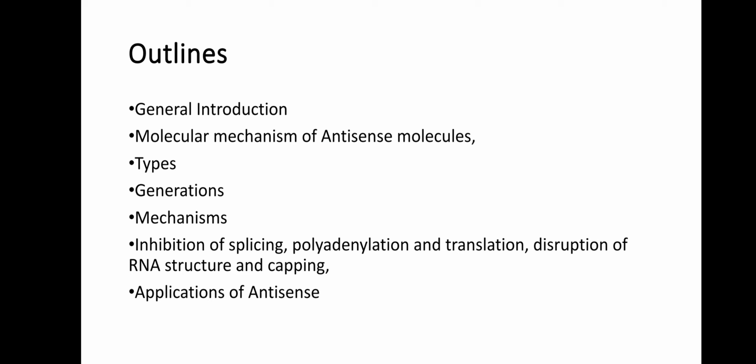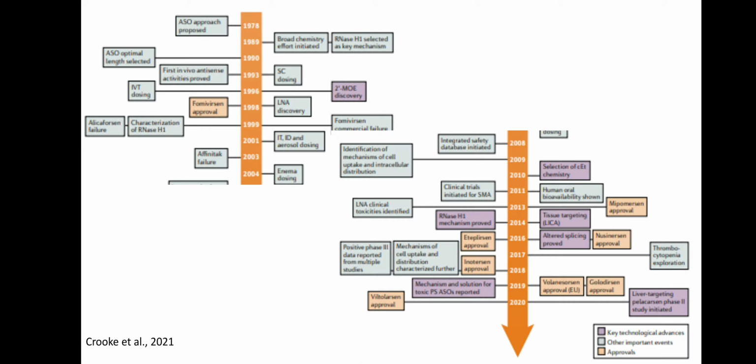This is the content from molecular biology, MSc second semester biotechnology. This lesson will cover the general introduction, the molecular mechanism of antisense molecules, type, generation, mechanism, and its basic functions like inhibition of splicing, inhibition of polyadenylation, inhibition of translation, and their applications.